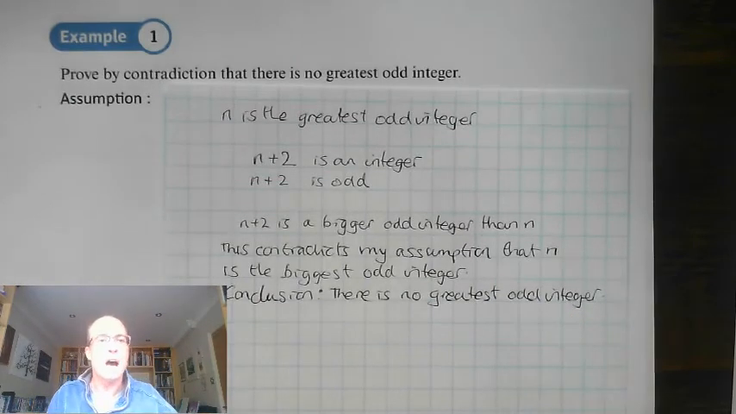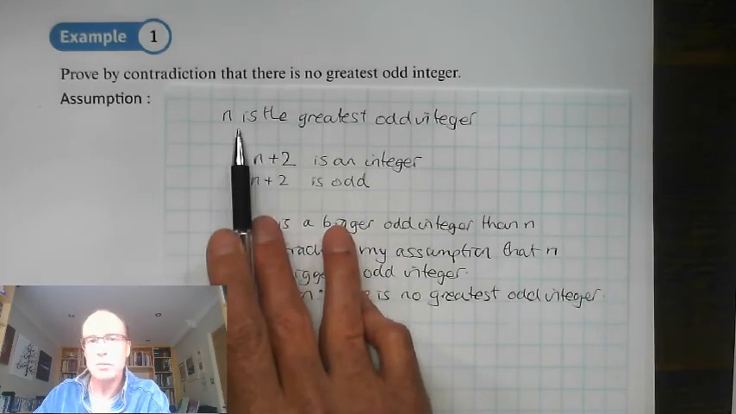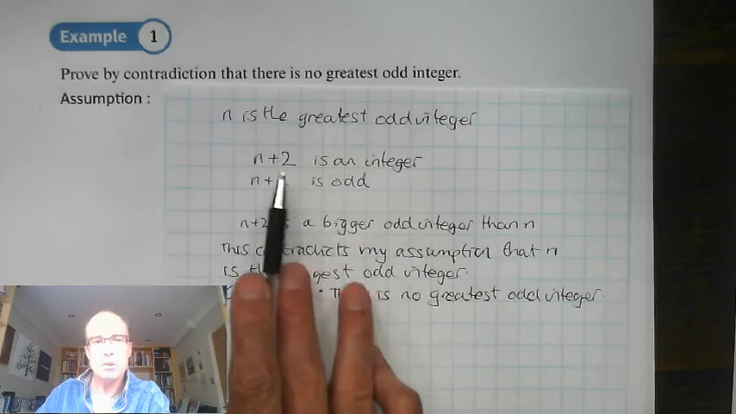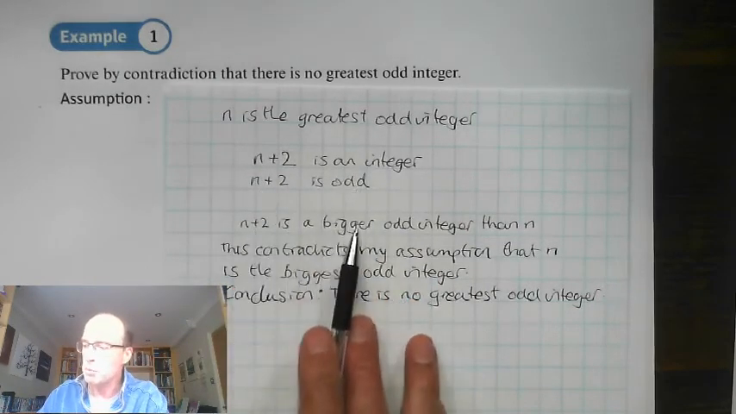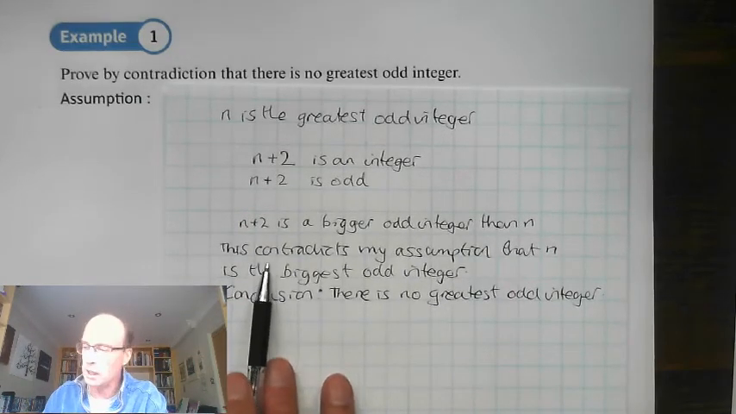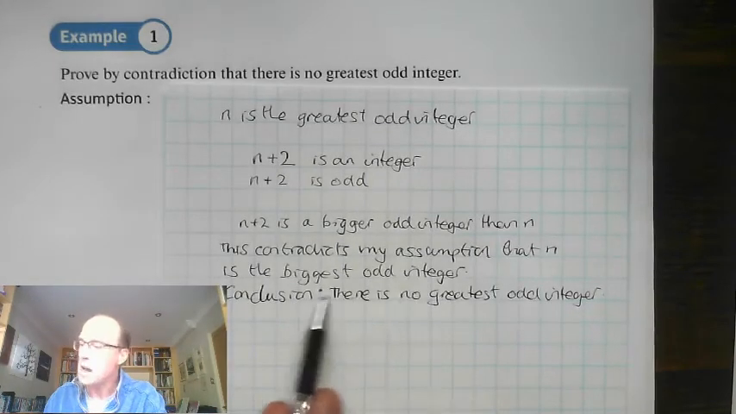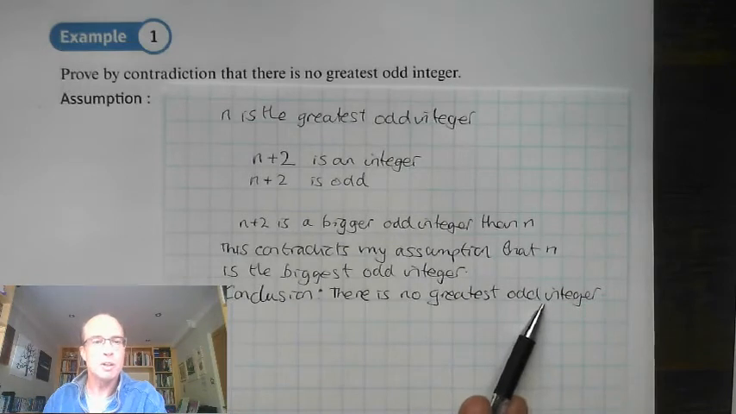Okay. So we've got 4 steps. First step, we state our assumption. N is the greatest odd integer. We've got 2 logical statements. N plus 2 is an integer, n plus 2 is odd, n plus 2 is a bigger odd integer than n. We stated the contradiction very clearly. This contradicts my assumption that n is the biggest odd integer, and we stated our conclusion. There is no greatest odd integer. We finish the question and we pick up all the marks. I'm just going to pause there.